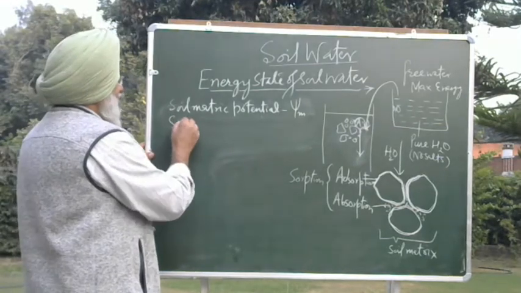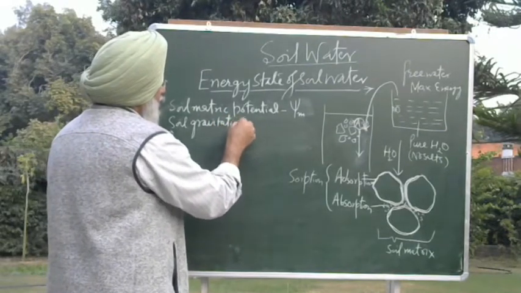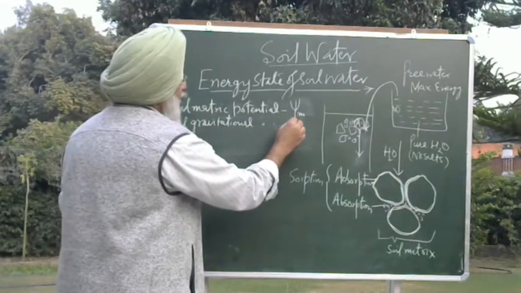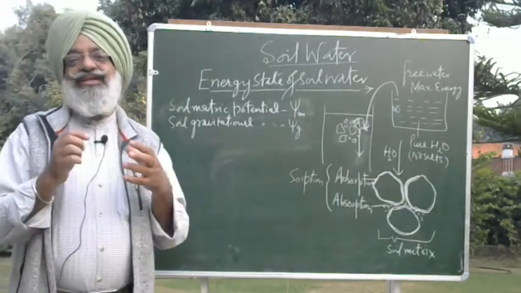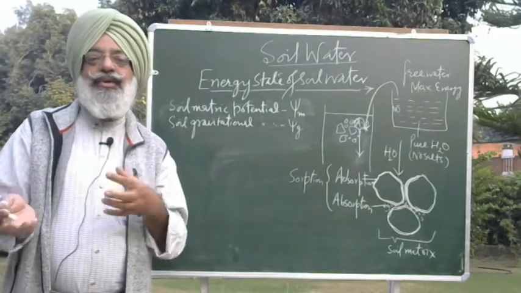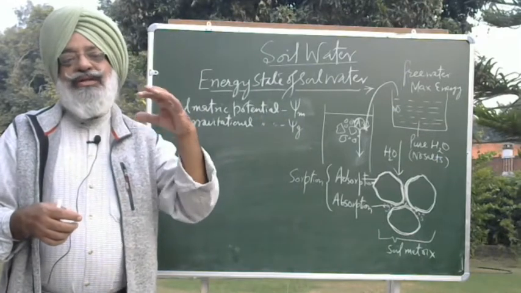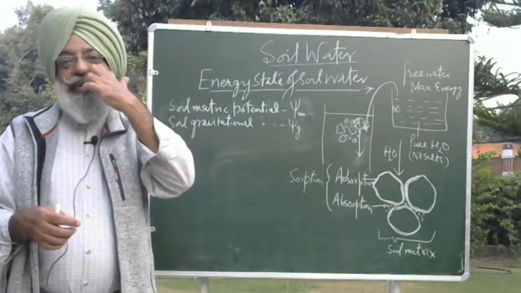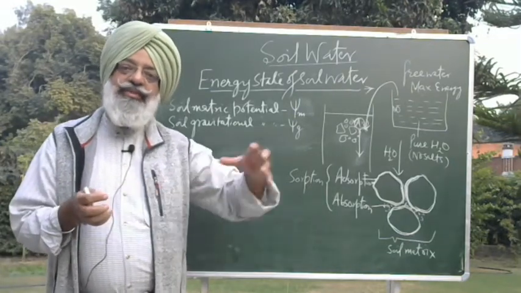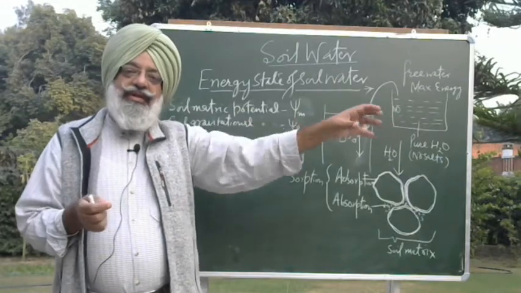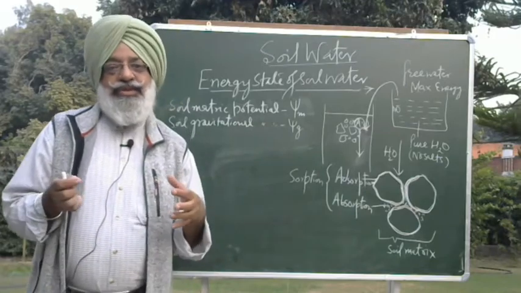We call this soil gravitational potential. We denote this as G. Now the question is whether its value will be negative or positive or neutral. It depends upon where this point refers, the reference level with which you compare. Now, in general, I should say the force of gravity, it's determined by the center of the gravity. That may be thousands or millions of miles away from, say, this point.